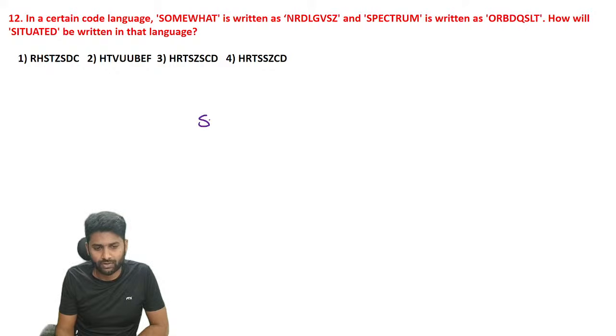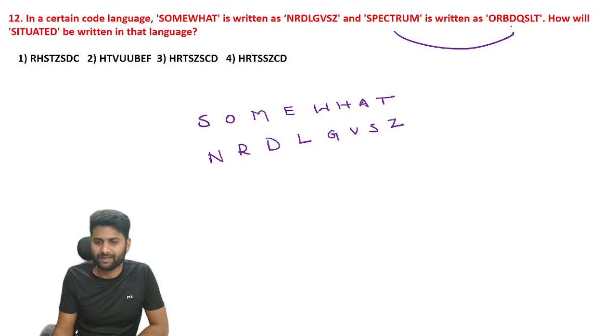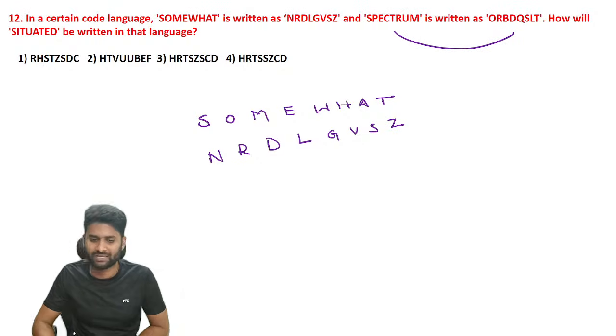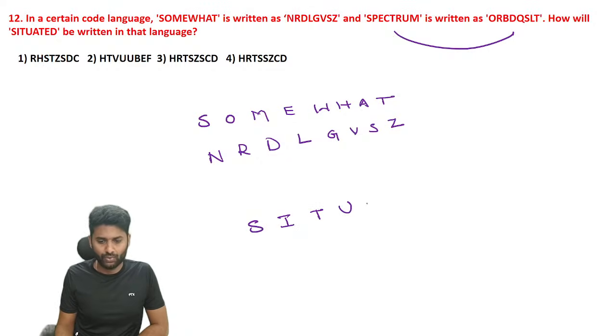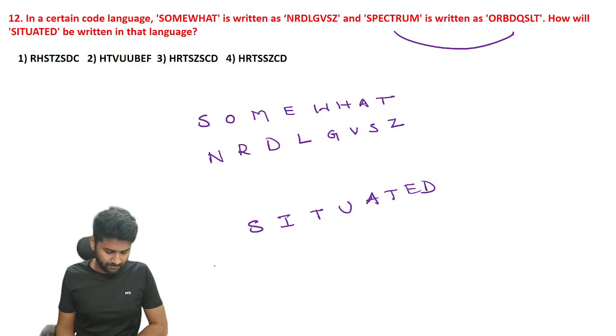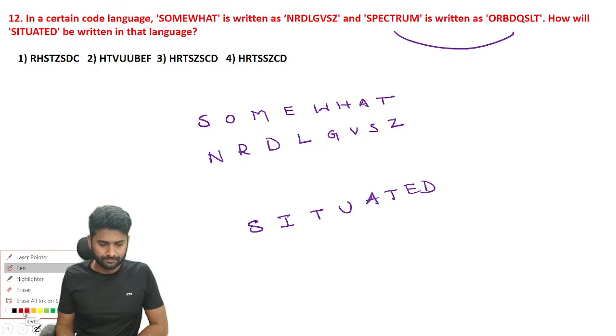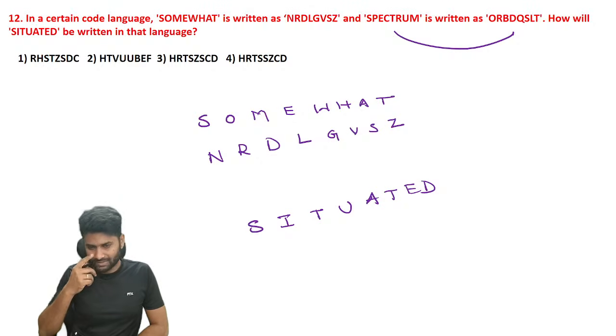Now see, in a certain code language, somewhat is coded as NRDLGVSZ. In the same way, spectrum is also coded as ORB, DQ, SLT. Whatever the logic is, the same logic will be continued. Then how will situated be coded? SI, TU, AT, ED. How will they be coded? Now find the logic here. What is the logic for this question?